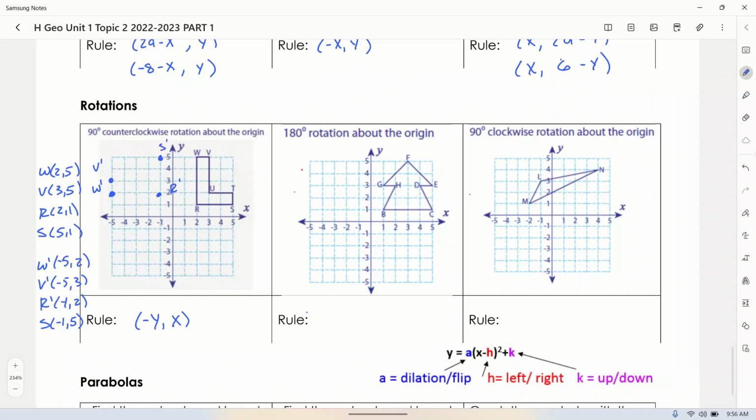What did I miss? U. Let's get a U in there. What's U? U is (3, 2). And T is (5, 2). So where's U prime going to be? U prime is going to be (-y, x). V is going to be (-y, x), so (-2, 3) and (-2, 5). So what is it? T. There we go.